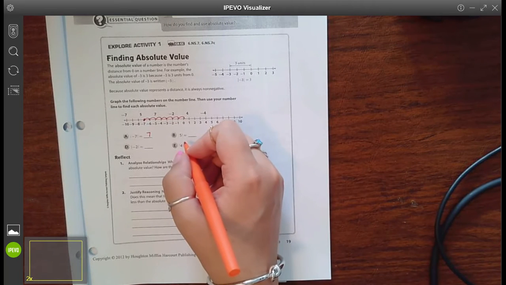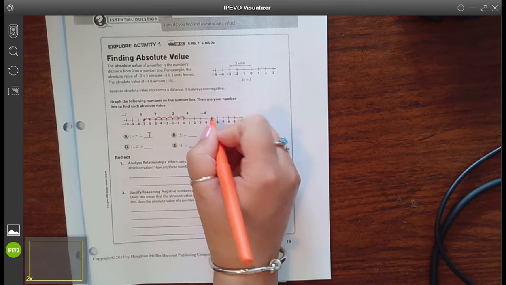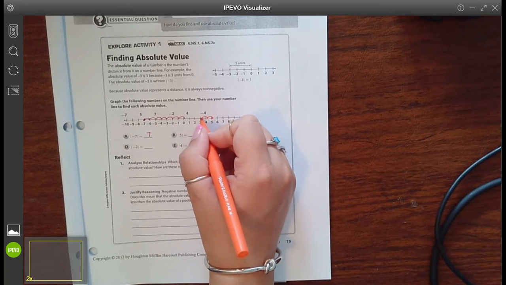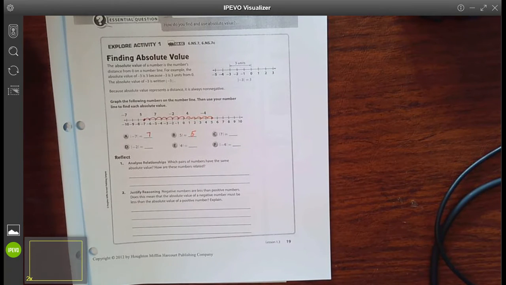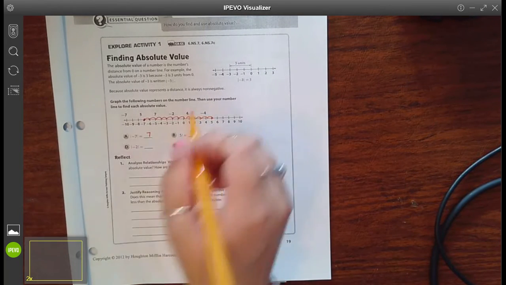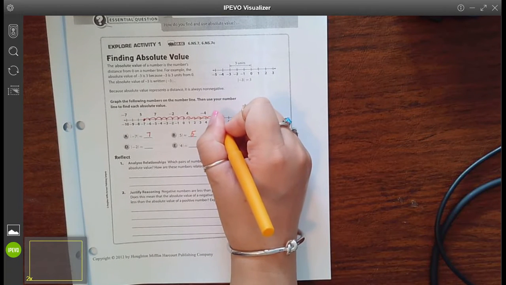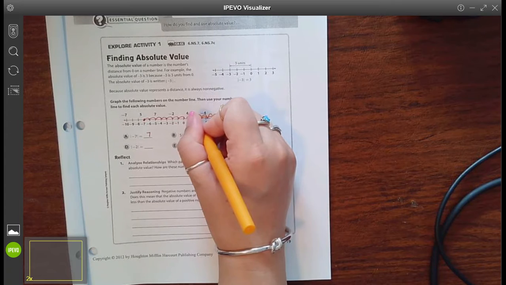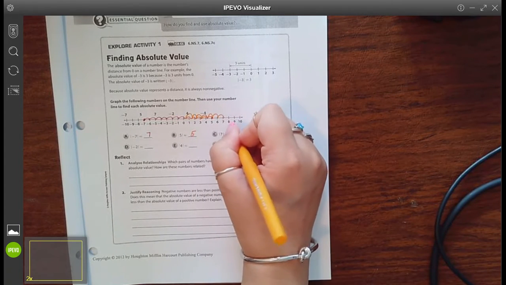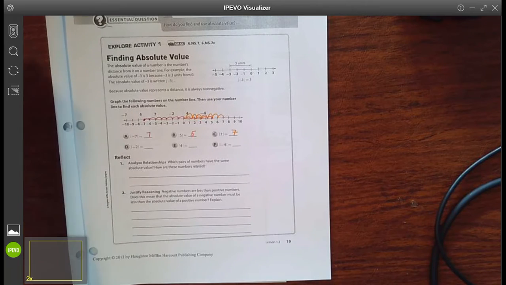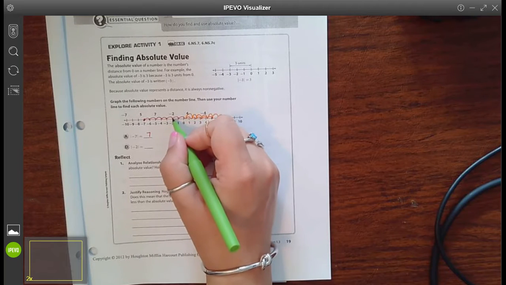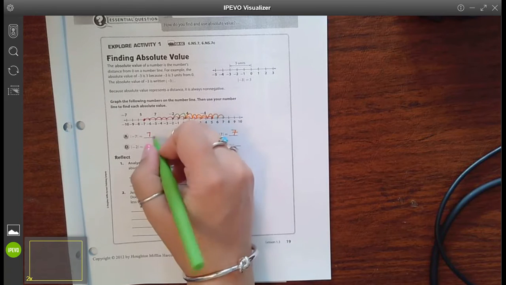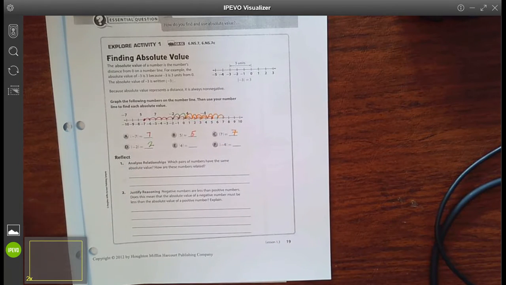Okay, the next one says the absolute value of 5. So find 5. How far away is +5 from 0? It's 1, 2, 3, 4, 5 away. So the absolute value of 5 is just 5. And then the absolute value of 7, well, +7 is 1, 2, 3, 4, 5, 6, 7 away from 0. So it's +7. I hope you're seeing a trend here. Okay, the absolute value of -2. -2 is right here. And if you find the absolute value of that, how far is it from 0? It's 1, 2 away. So the absolute value of -2 is 2.